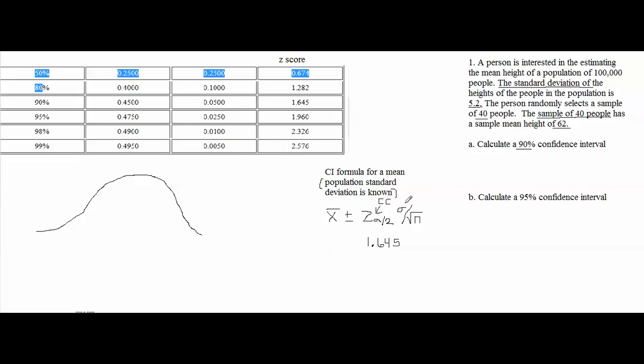And then this right here is the population standard deviation. In the question it says that it's 5.2. And we're dividing it by the square root of n. n is 40, because we have a sample of 40 people. Remember that this is the same formula that I showed you in the last video when we worked through my example with a population of 5 people. Now we're making use of this formula in a different type of question.